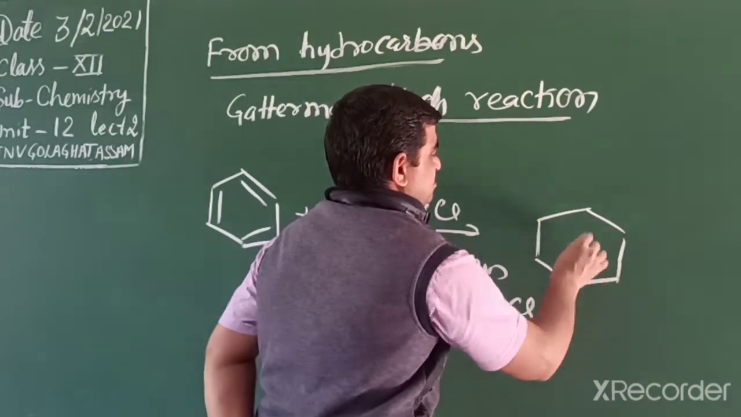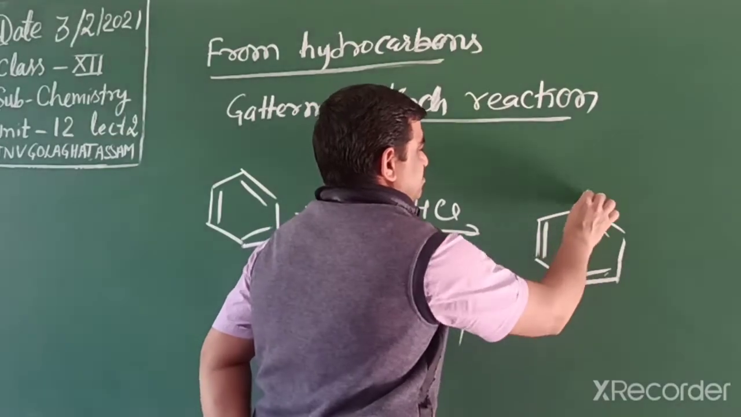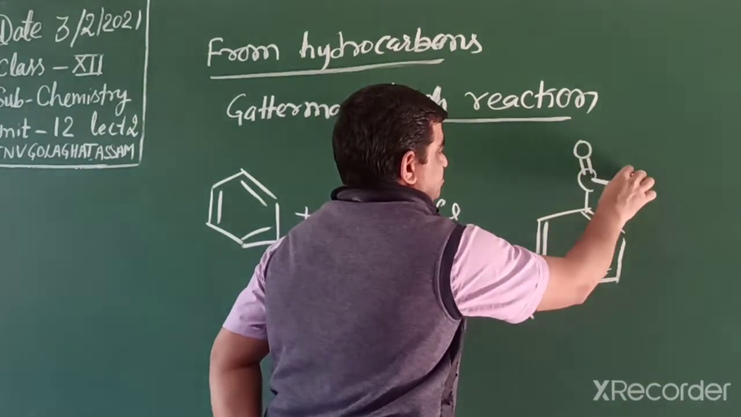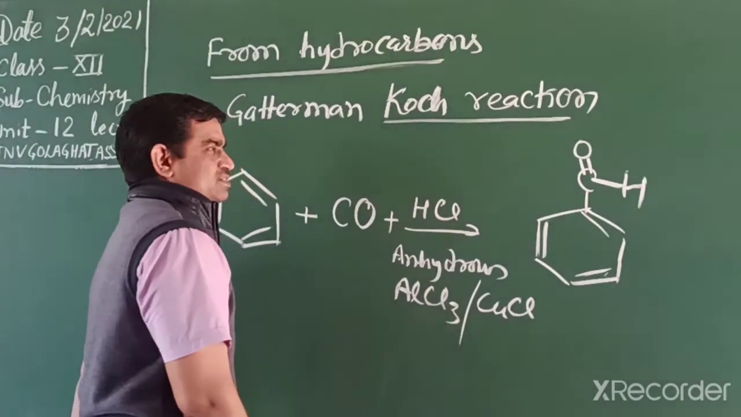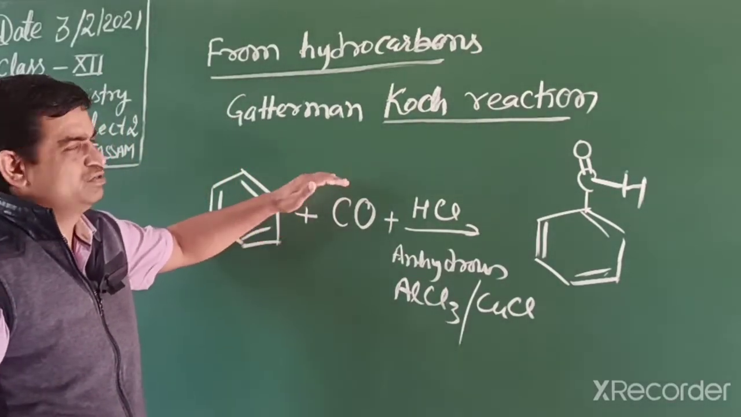Then the compound we get is benzaldehyde. This reaction is known as Gattermann-Koch reaction.